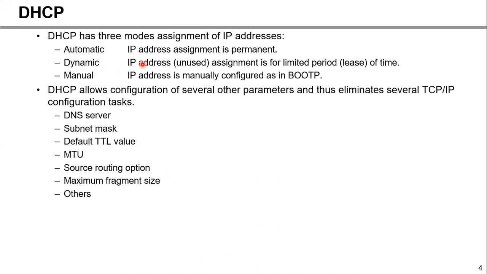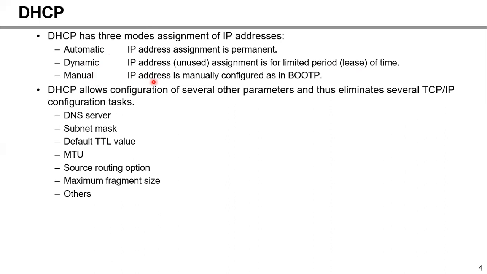Then the dynamic IP addressing, where the assignment is limited for some period. Let's say for the second case, the IP address will be assigned only for one day. Next day, a new IP address is assigned. So that is dynamic IP addressing. It will be used only for some period of time, or you can say it's a lease time.